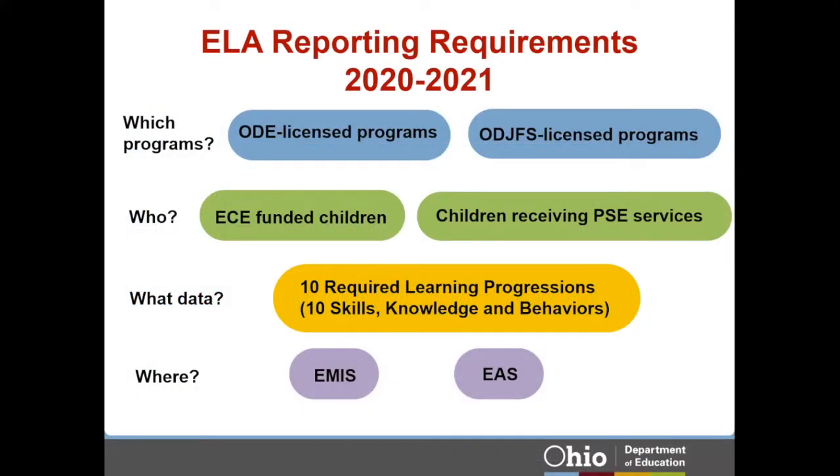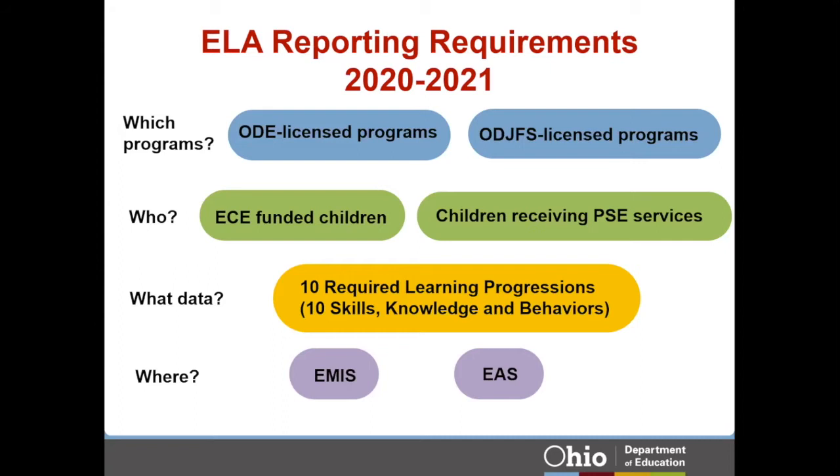I'm going to go over the reporting requirements for this year. Currently, the reporting requirements for ODE and ODJFS licensed programs are for those ECE funded children and children receiving preschool special education services. And to meet that requirement, you have the 10 learning progressions. Now this year it's the 10 skills, knowledges, and behaviors, but it's still the same 10 learning progressions. That's what you will use to report.